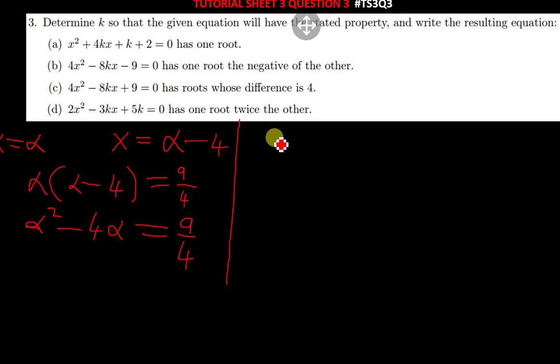So when you're adding alpha and alpha minus 4, you get your answer to be negative b. So my negative b will be 8k over a, which is 4. So this will simply give me 2k.